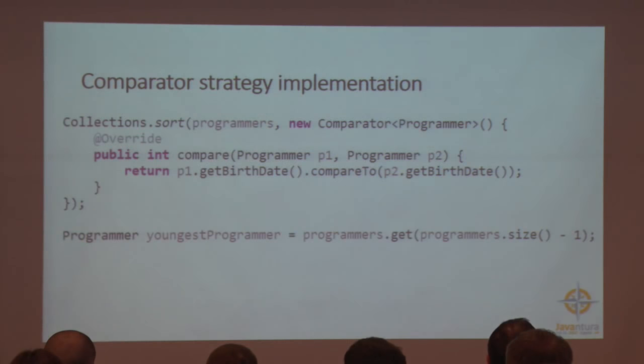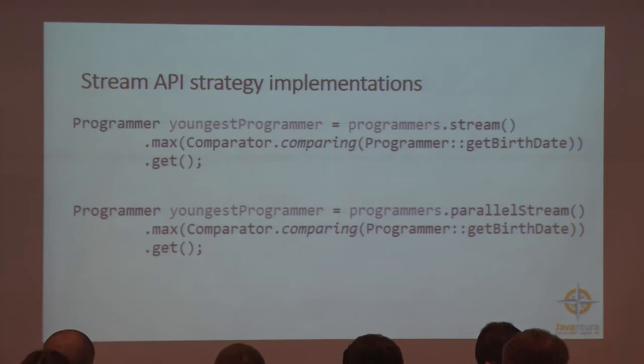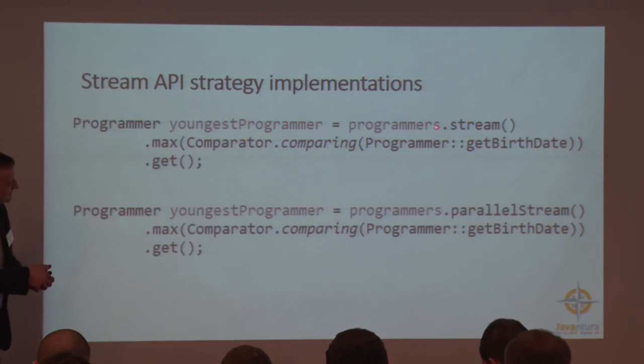Okay, and now we need to use the comparator strategy, just to be sure that if we sort our programmers list, the first one or the last one will be the youngest one. Do you agree? Yes. Okay. So this is my algorithm, and now the real power of lambdas. Since we don't need any loops, everything is focused on streams. We have a little difference here: a regular sequential stream and a parallel stream.